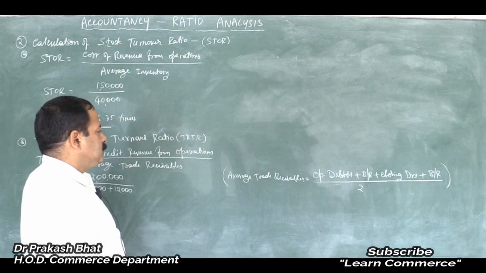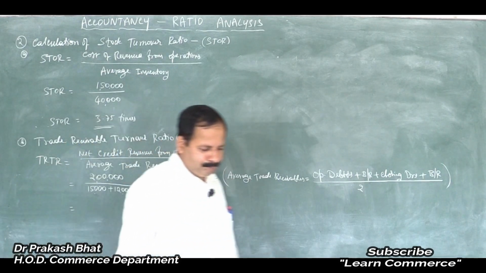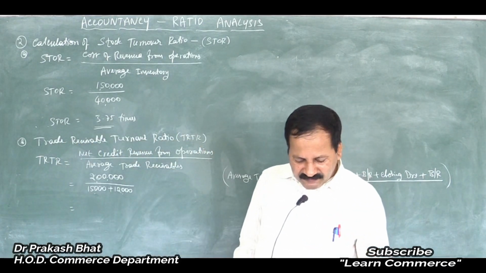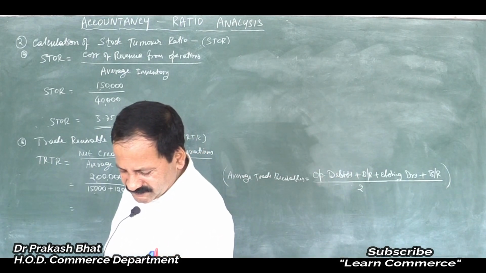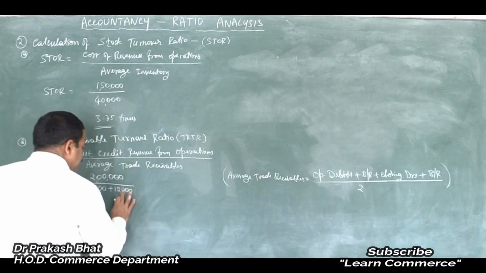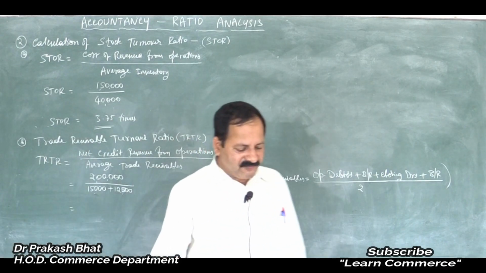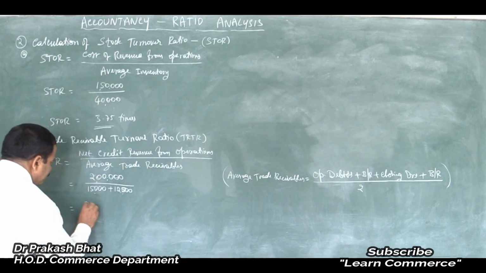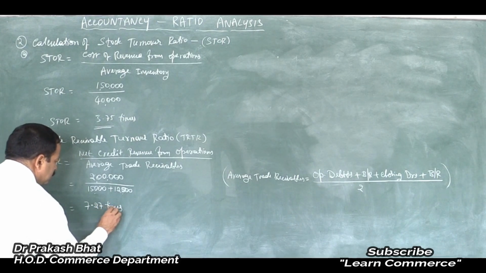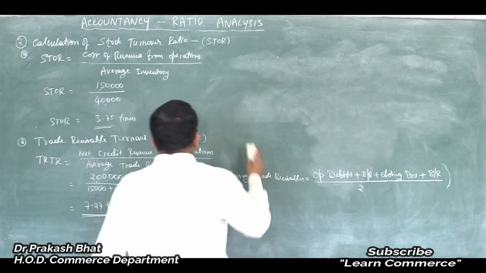Okay, you should know the formula, that's all. So here 2 lakh divided by 27,000, 27,500 I think, that is debtors 15, and bills receivable 12,500, not 12,000, it is 12,500. So 27,500 divided, you will get 7.27 times. This is what you have to do. Clear? Yes.